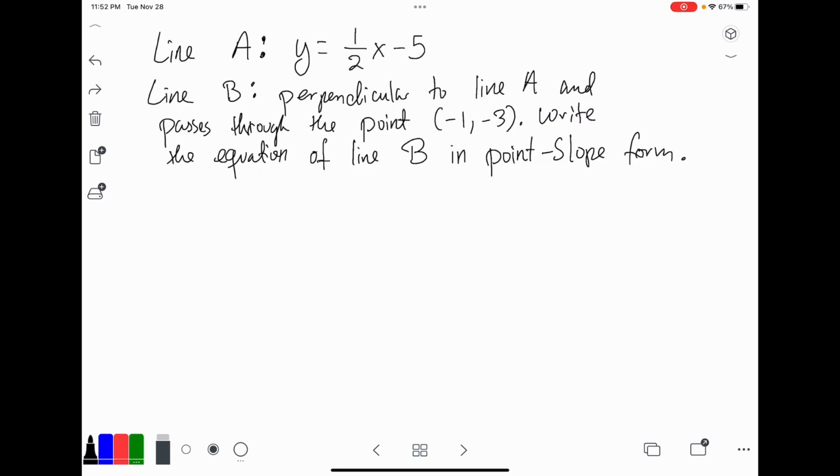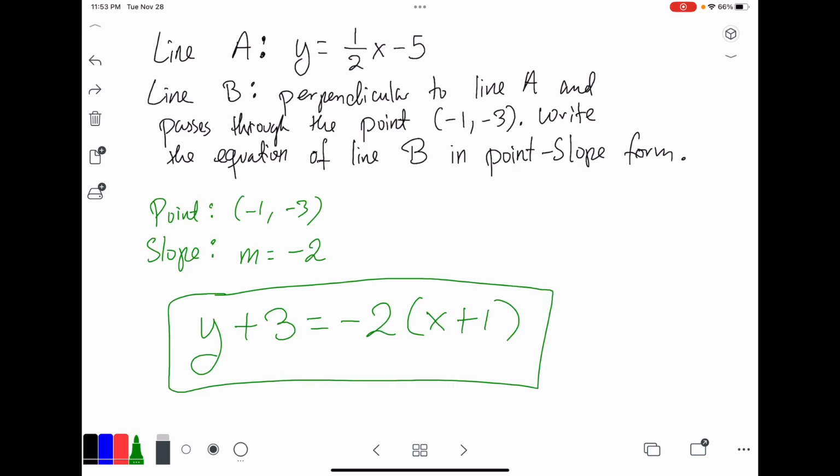So give this problem a try on your own. Line A is y equals 1/2 x minus 5. Line B, we know, will be perpendicular to line A, and it passes through the point (-1, -3). Write the equation of line B in point-slope form. Pause this video, give this a try, and once you have found the answer, you may unpause the video to see the answer.